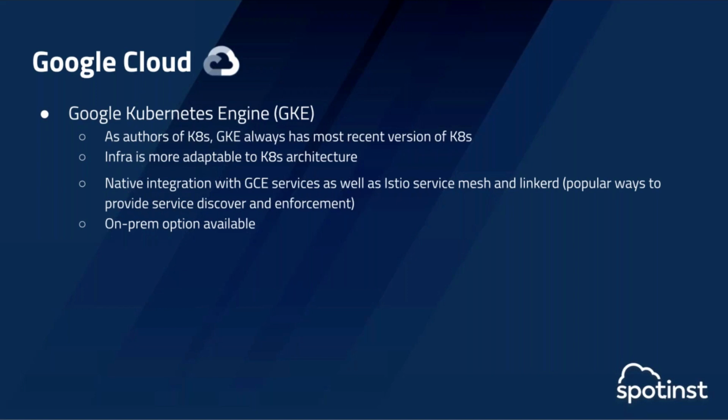The infrastructure is more adaptable to the Kubernetes infrastructure. At Google Cloud, Kubernetes and the infrastructure are more baked together than in maybe the other clouds. And there is native integration with Google Compute Engine services, as well as Istio Service Mesh and Linkerd, which are popular ways to do service discovery and application management within Kubernetes. There's also an on-premise option available with Google Cloud.